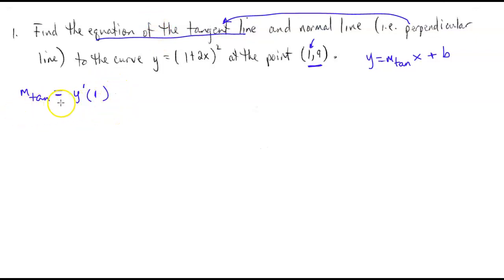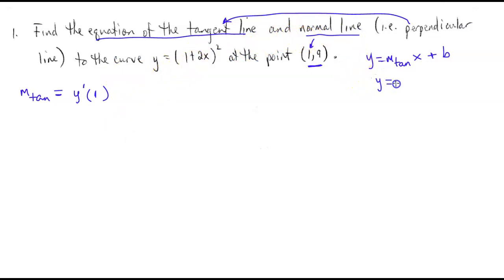So the first thing that we need to do is find out what is going to be the derivative of this particular function and then evaluate it at 1. So that's essentially what I'm trying to get to. The next thing that we need to know is, well, what is this normal line? We need to find the equation of a normal line.